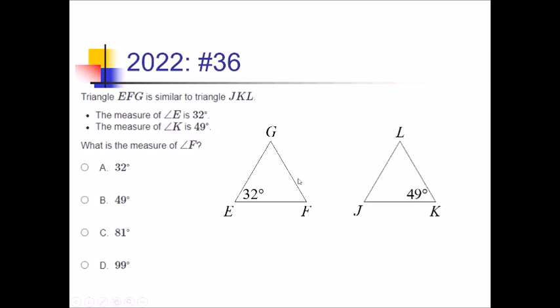Now the key here is, since these are similar triangles, I mean, I know they look congruent. I didn't bother drawing one a different size. They're at least similar. That means that all the corresponding angles are the same. So angle F should match up with angle K, which means that the measure of angle F is the measure of angle K, which is going to be 49 degrees. So that's choice B. And then this 32 degrees just didn't get used at all.